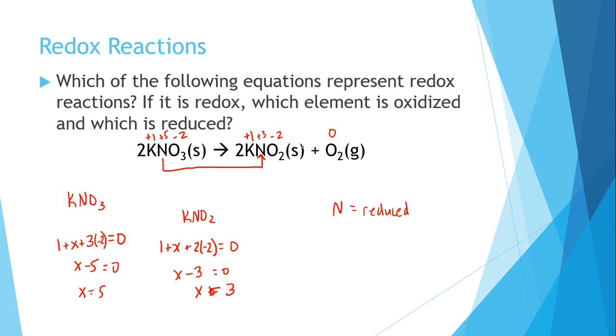Note that my oxygen doesn't appear to be changing if I go look at these 2 oxygen, but note I have an oxygen over here. So in fact, oxygen did change. So here I see my oxygen is going from -2 to 0, so it's becoming more positive. In order to become more positive, you're going to have to get rid of some of that negative charge. So losing electrons, oxidized. So my N is being reduced and my oxygen is being oxidized.